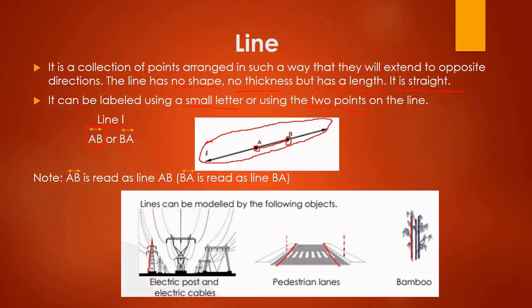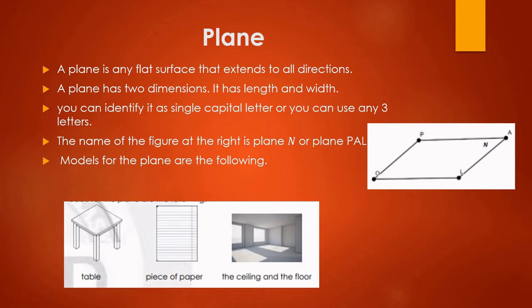Okay? Next undefined term is a plane. What do we mean by a plane? A plane is any flat surface that extends in all directions. A plane has two dimensions. It has length and width. So we have here the length and the width. You can identify it with a single capital letter. So this plane is labeled as plane N.